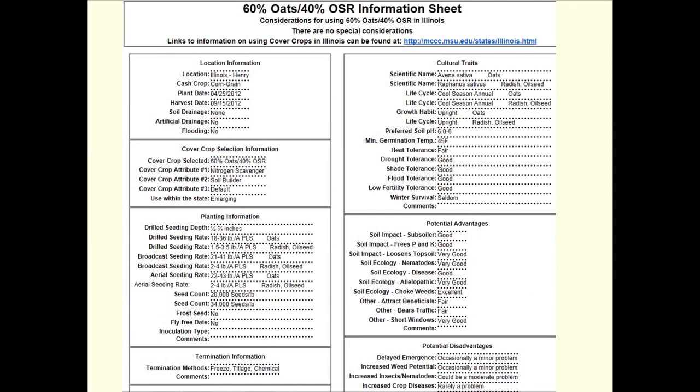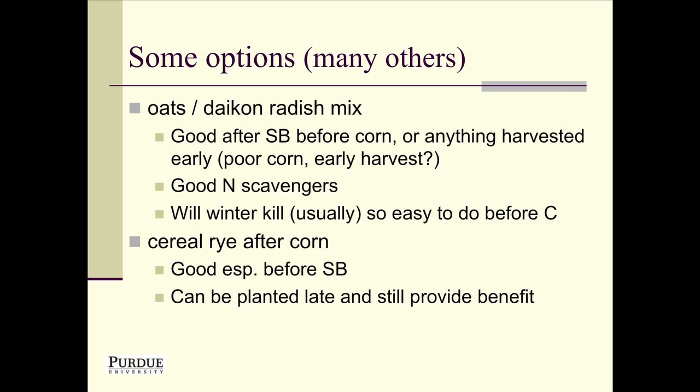Okay, you can also get a printout of any of those cover crops that talks about seeding date and rate and depth and cautions and things like that. I tell farmers that I can't tell you what to grow because, of course, it depends on what you want to do. But when pressed, there's a couple of things I might recommend. My current favorite is an oats and daikon radish mix. It's good after soybeans, before corn, or anything that comes out just a little early, or if we have a bad corn crop and it comes out really early. They're excellent nitrogen scavengers and they winter kill.